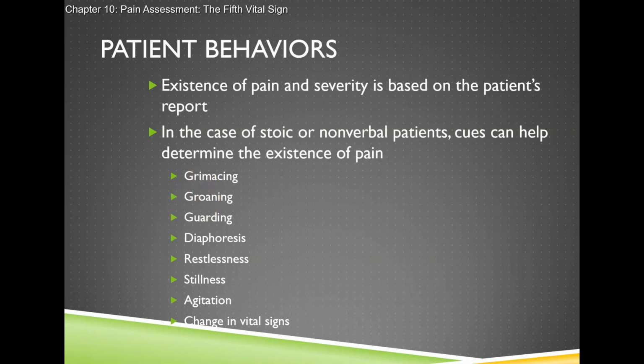So all of those types of things: change in vital signs, if they're agitated, if they're scared to move, or if they're restless, if they're sweating, if they're guarding. Guarding means that, for instance, let's say their stomach hurts, and as soon as you get near their stomach, they move their arms in front of it so that you can't touch it. Groaning, grimacing, all of those things are behaviors that you need to be watching for in order to assess a person's pain.